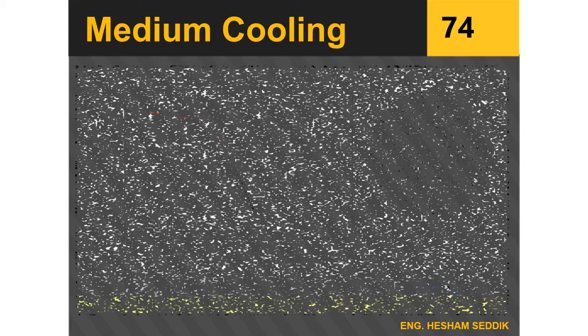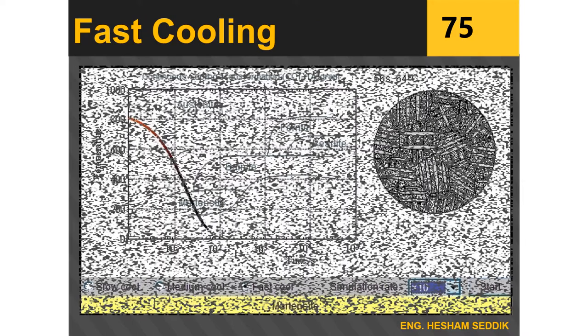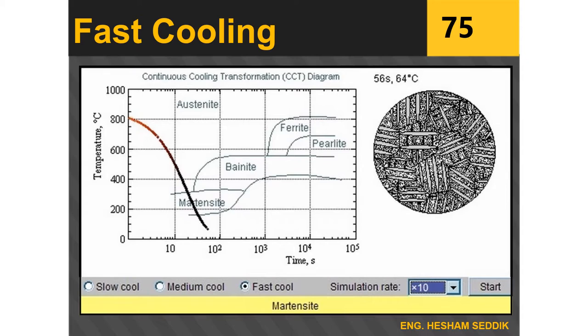Medium cooling means faster than that, or better than that, the austenite phase or the specimen comes from the austenite phase to the bainite phase. Fast cooling, the austenite phase comes directly and keeps as austenite phase until martensite.